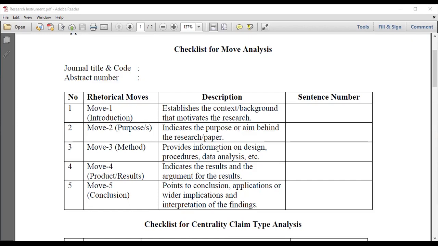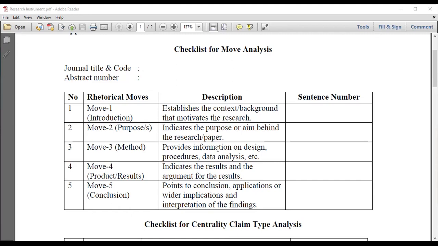Next, move four is product or results. This indicates the results and the argument for the results, the importance of the results, whether or not the results are similar to the results of previous studies, or different, or contradictory. So where the authors state the results of the research, this is classified as move four in the abstract. And finally is the conclusion.